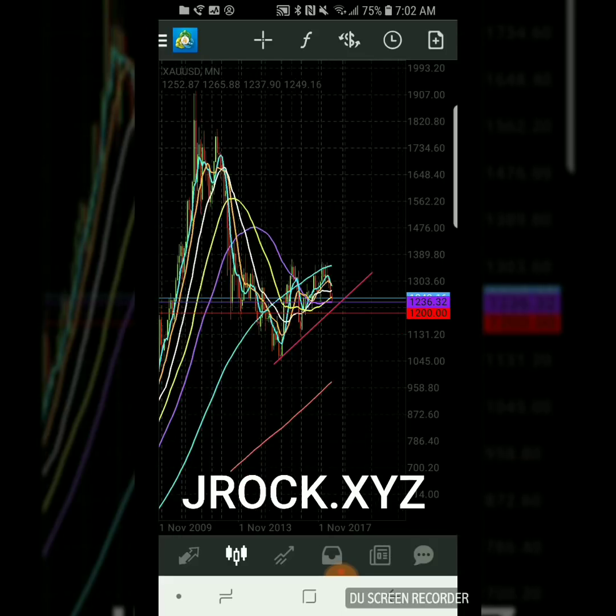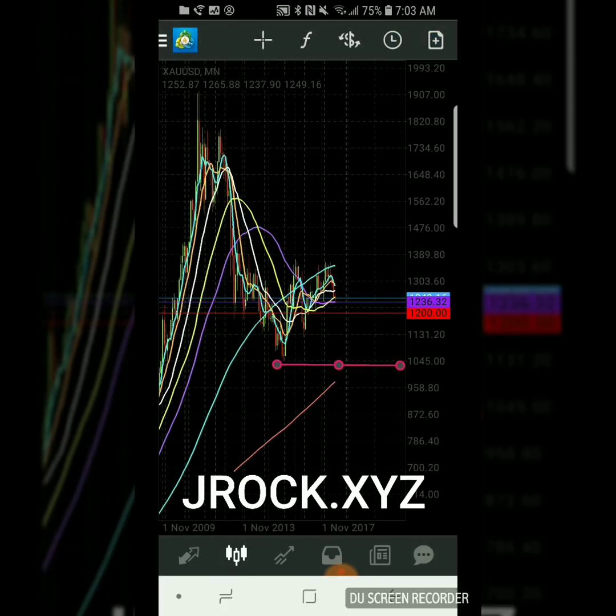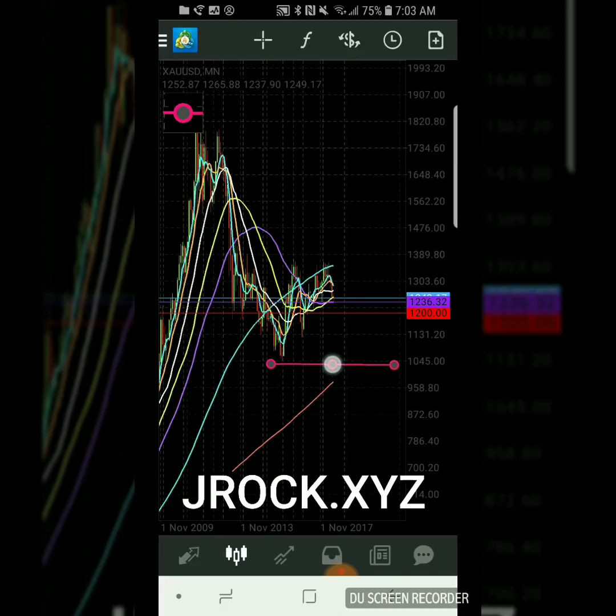We could come down to 1100 or 1045 and put in a double bottom right here at this level, give or take, wherever this channel, let me get that to move. There we go. Get that a straight line, and that is likely where we're going to see a level of support, around 1045, somewhere around there.